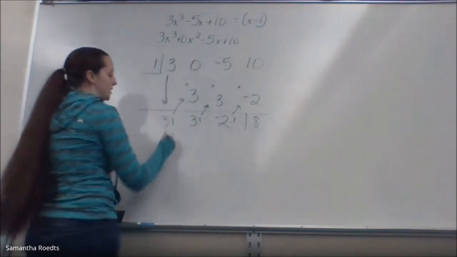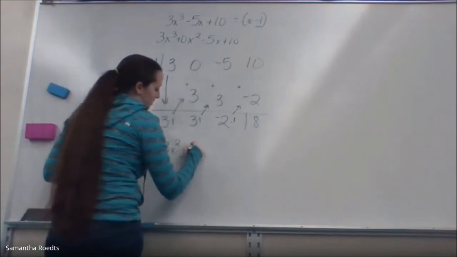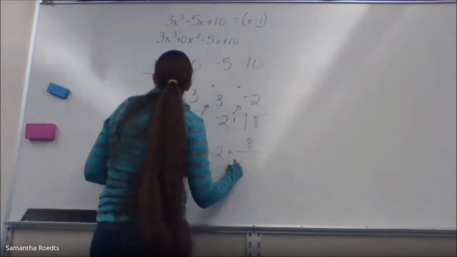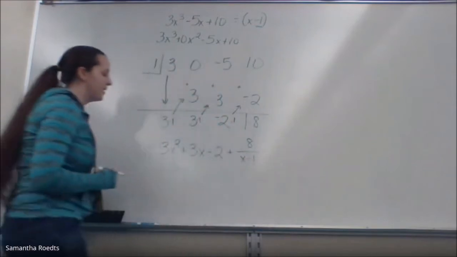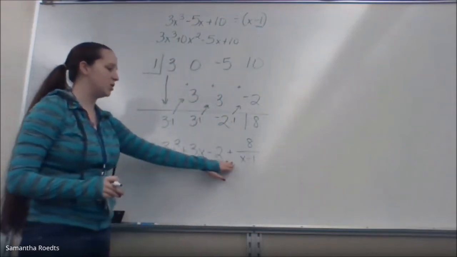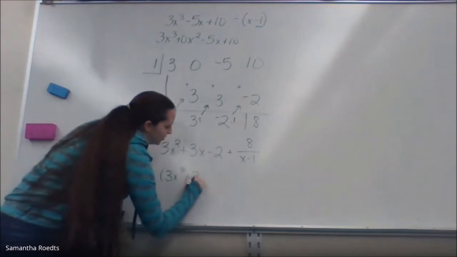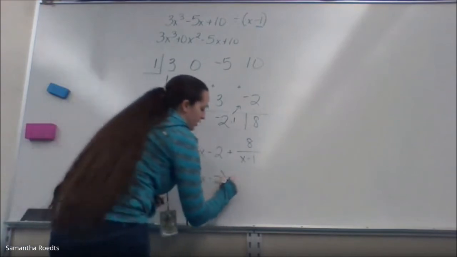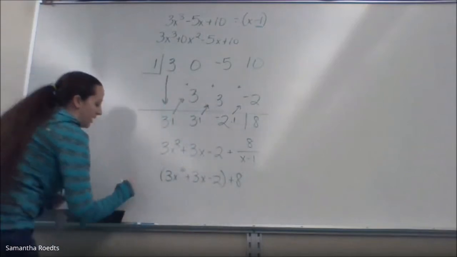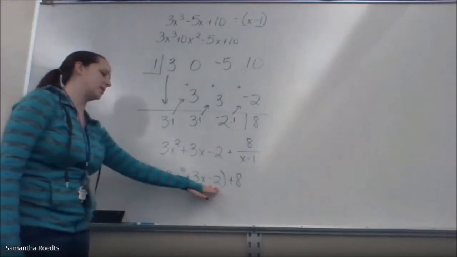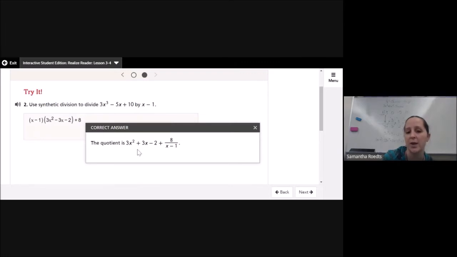I started with x cubed, so that means I go down to an x squared. So I get 3x squared plus 3x minus 2 plus 8 over x minus 1. I can also write it as x minus 1 times 3x squared plus 3x minus 2, plus 8. So either of those answers is correct: 3x squared plus 3x minus 2 plus 8 over x minus 1, or x minus 1 times 3x squared plus 3x minus 2 plus 8.